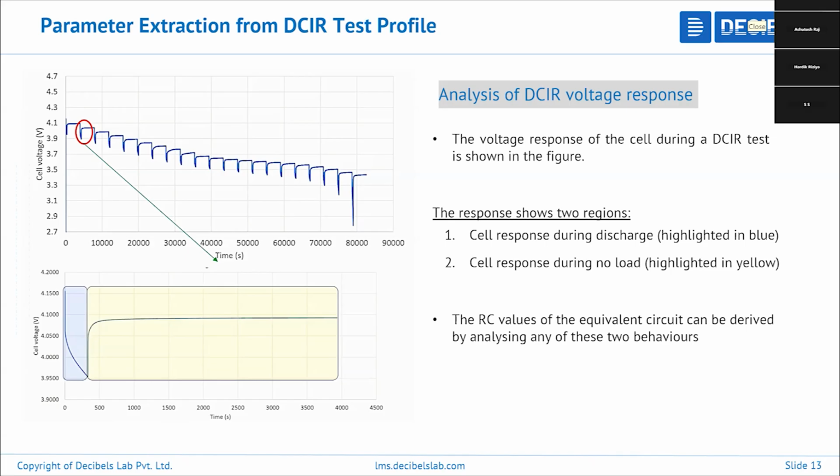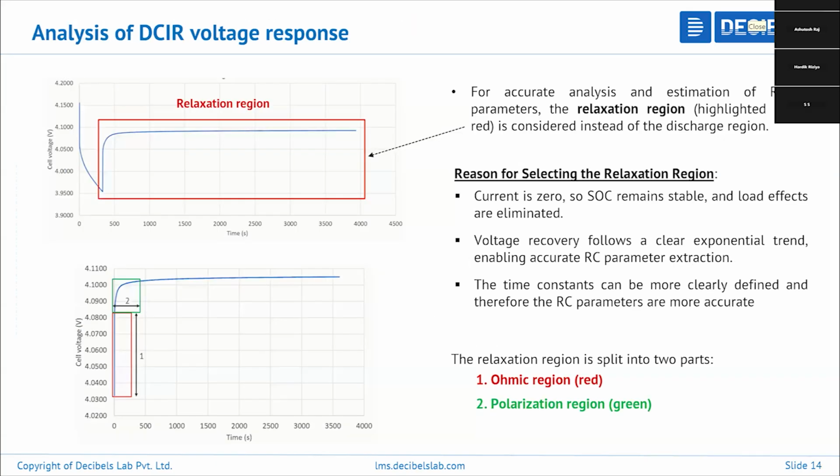Here I have shown the voltage response in two figures. One, highlighted in blue, is related to discharging, so the discharge conditions. The other, in yellow, is the no-load condition, meaning during relaxation. The RC values of the equivalent circuit can be derived by analyzing either of these two. How we will analyze them, I am showing in the next slides.